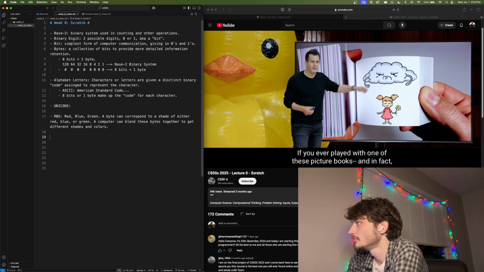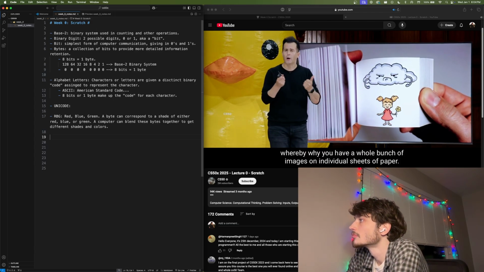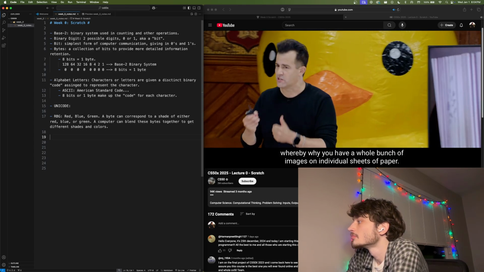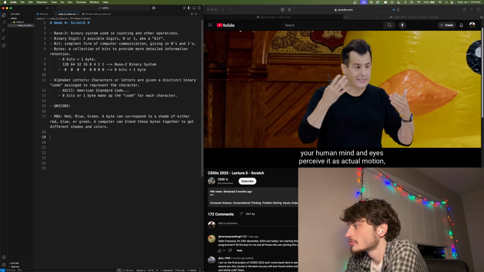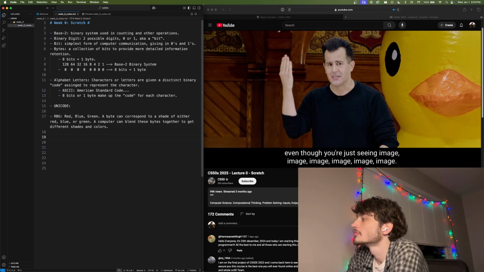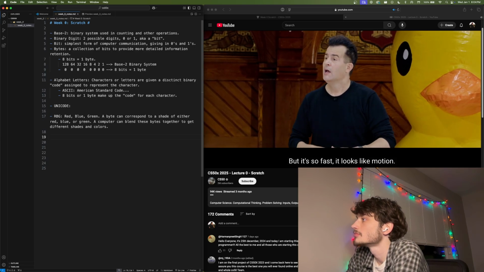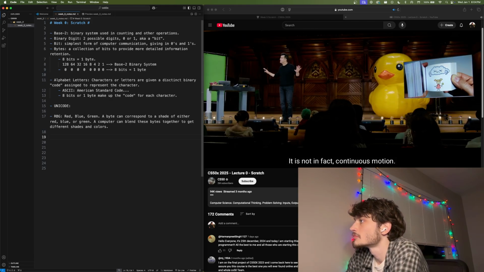If you ever played with one of these picture books, and in fact there's memes nowadays that have made these popular again, whereby you have a whole bunch of images on individual sheets of paper, and if you flip through them fast enough, your human mind and eyes perceive it as actual motion, even though you're just seeing images, but it's so fast it looks like motion. That's all a video is on your screen. That's all a film is on your TV. It is not, in fact, continuous motion.